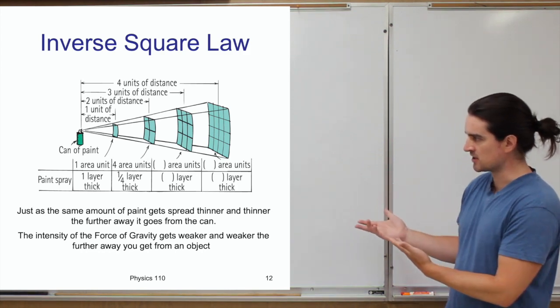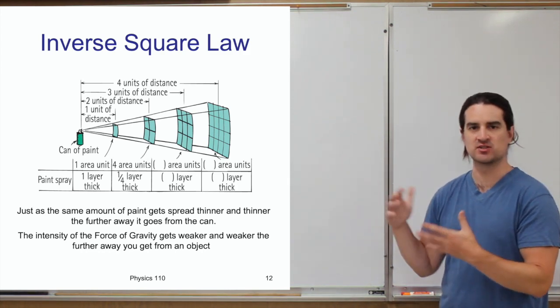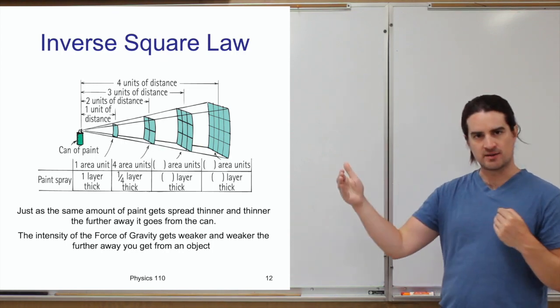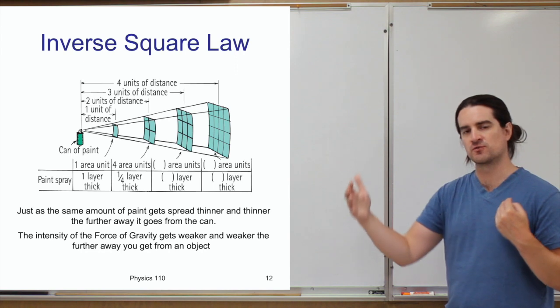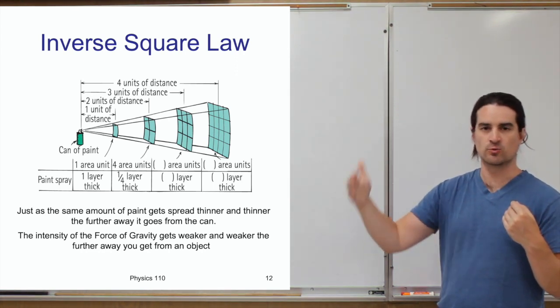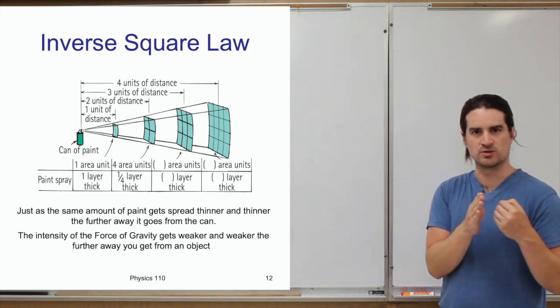So yeah, the force of gravity acts in a very similar way. If you were to go 4 times as far away, the force of gravity you would feel from this object would be 16 times weaker, or 1/16 of what it was when you were closer.